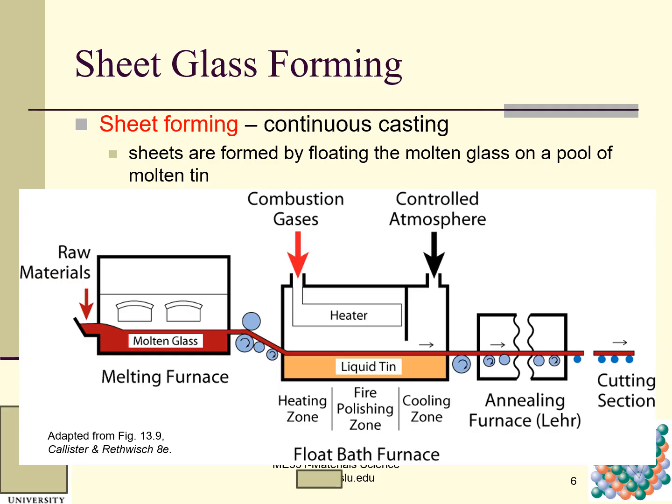So here is a heater, with combustion gases going to the heater. This has a controlled atmosphere, using some prescribed atmosphere, and then there is another roller. So this is the annealing furnace. After this solidifies, we cut it piece by piece in this cutting section. So this is a float glass furnace. This is a very useful and famous one in the glass forming industry.